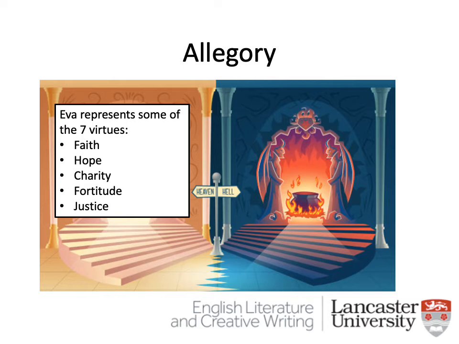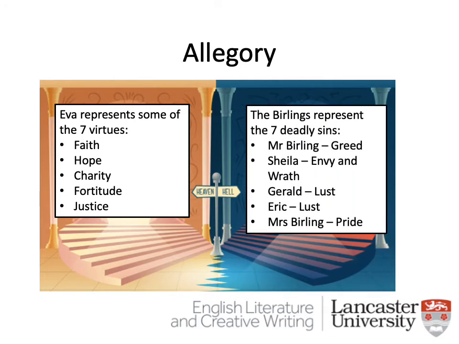On the other hand, we see the Burlings' values in opposition to Eva's, as they represent some of the 7 deadly sins. Mr. Burling is guilty of greed. Sheila, due to envy, has Eva fired from her job. This can also be considered wrath, as she describes herself as being furious.